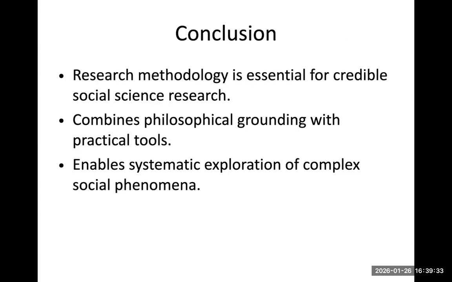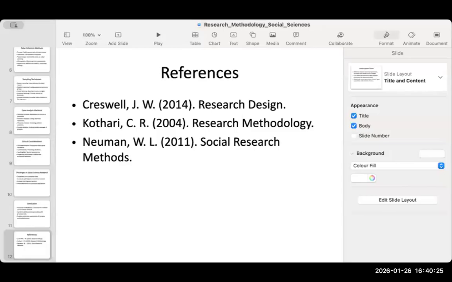And finally, since we are talking about research, methodology is essential for credible social science research. It definitely combines philosophical grounding with practical tools and enables systematic exploration of complex social phenomena. So thereby, research methodology is very, very critical, and it has to be applied in a very, very wise manner. You should have a rigorous understanding of your research topics, and accordingly know which particular type, method, or tool of research methodology will be applicable to your research. I think this was the last slide.